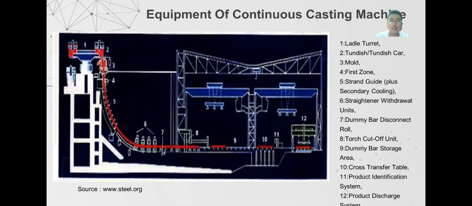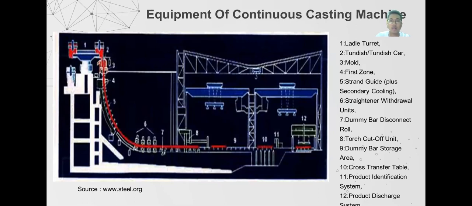The first is ladle turret that represented by number 1. This is the system that can rotate the ladle into the casting position above the tundish, so the process can run continuously to supply molten metal to tundish below. Then number 2 is the tundish, located above the mold, to feed liquid steel to the mold at regulated rate, typically between 1.5 meter per minute to 2 meter per minute. And the number 3 is mold, to produce steel in particular shape.